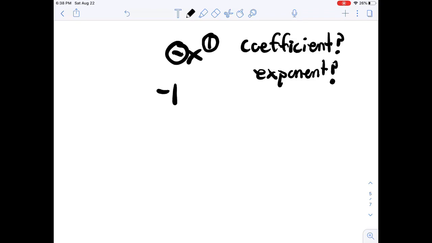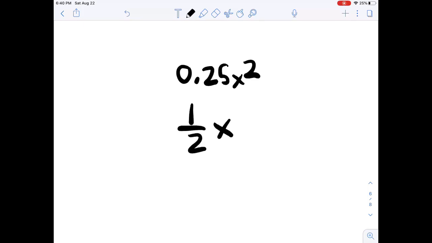So it's optional. So the two ways of writing it down are -x or -1x to the power of 1. Both are correct. And one more thing that I want to point out is that the coefficient doesn't always have to be a whole number. It can be a fraction or a decimal as well. So it could be 0.25x squared or half x. So now you have an idea of what monomials are.